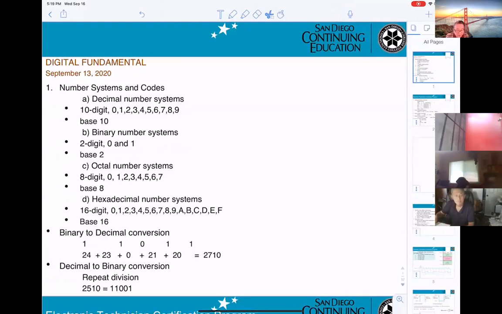Okay, so we start lecture today. This will be training for you to understand about the computer.